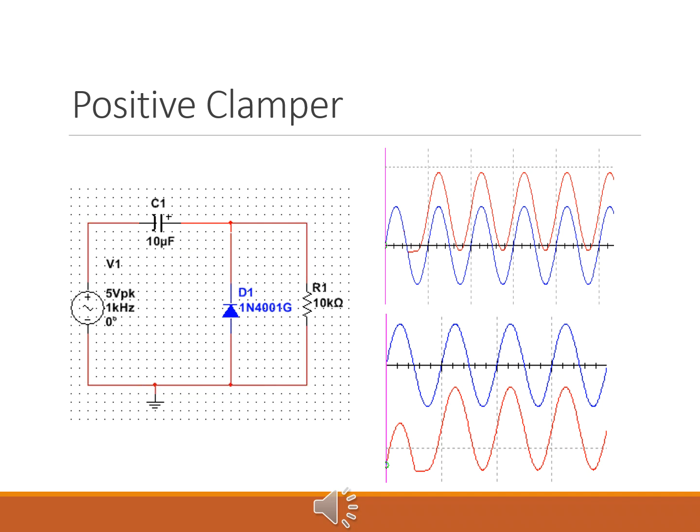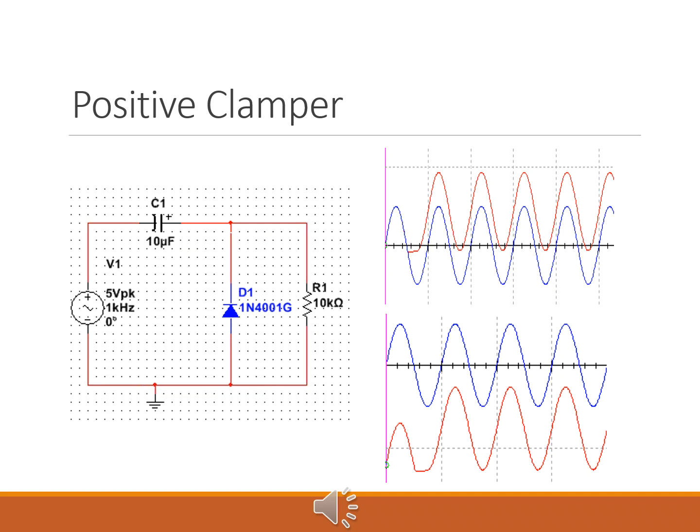So let's talk about how this works cycle by cycle. The first cycle, let's talk about the negative cycle, the first negative half cycle. The diode is forward biased, and the capacitor charges to the peak input voltage, which is about 5 volts. But then on the next positive half cycle, the diode becomes reverse biased.